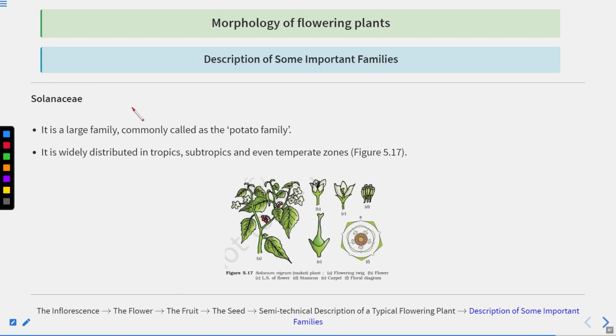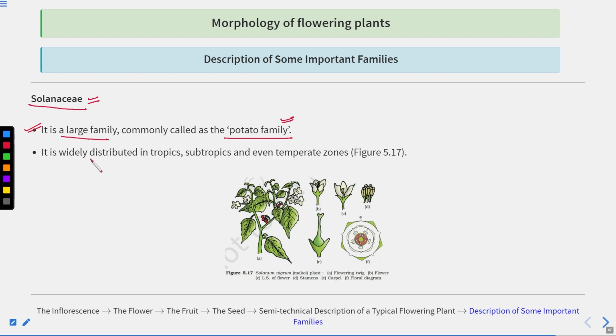So here we are having one of the families in your syllabus that is called Solanaceae. Okay, so let us see this. It is a large family commonly called the potato family. So potato is a very common member of this family, right? Potato is there, chili is there, okra is there. Then we have brinjal. Okay, they all, tomato too, belong to this Solanaceae family. So it is a large family and it is commonly called the potato family.